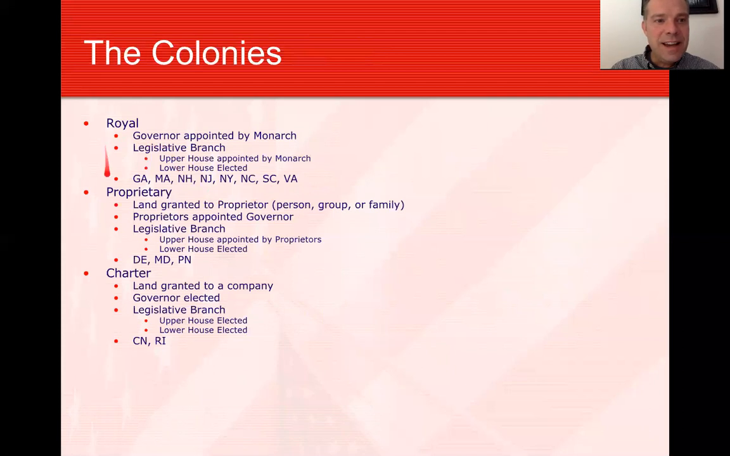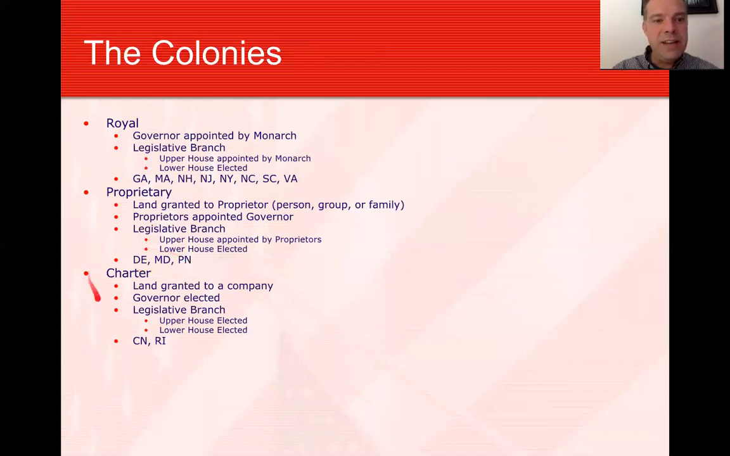The next kind of colonies were called the proprietary colonies. This was land granted by a family or a group that owned property in the New World. These were a little bit more removed from the king. The leaders of these colonies were appointed by the proprietors, the owners of the land. And there were only three of those: Delaware, Maryland, and Pennsylvania.